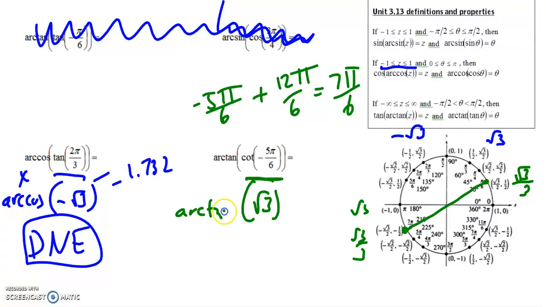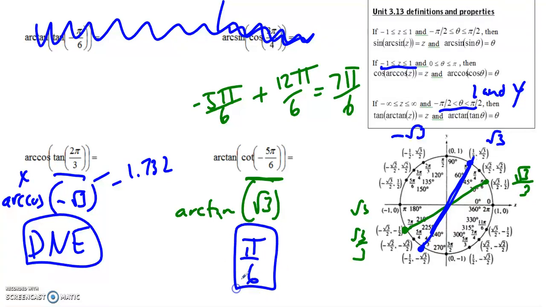So now we want to find the arctangent of root 3. And the arctangent of root 3 is in two locations. It is either root 3 at 60 degrees or at 240 degrees. Which one of these is in the restriction for tangent? Well, tangent is restricted to quadrants 1 and 4. So I know that the angle that is correct is pi over 6.